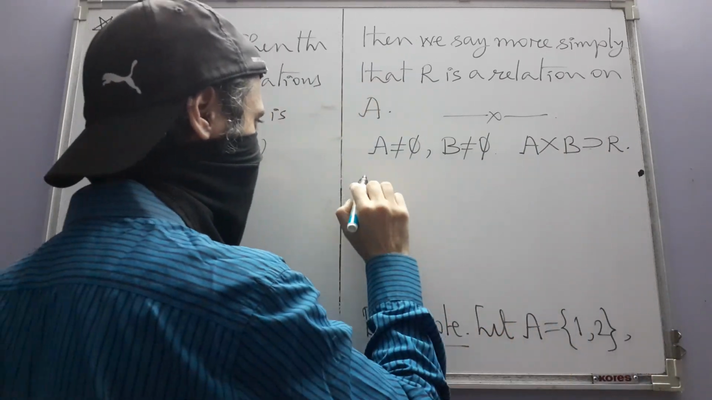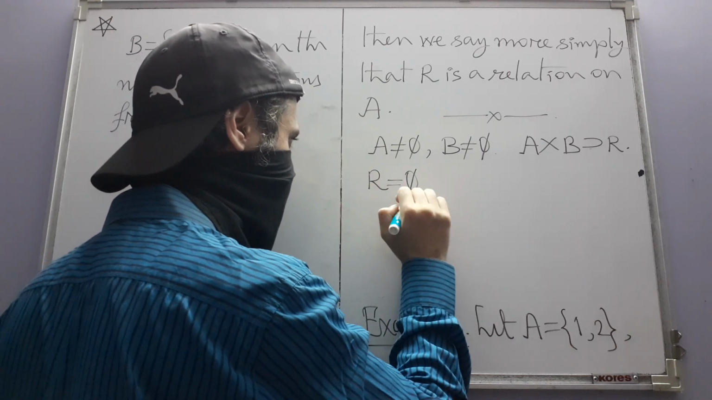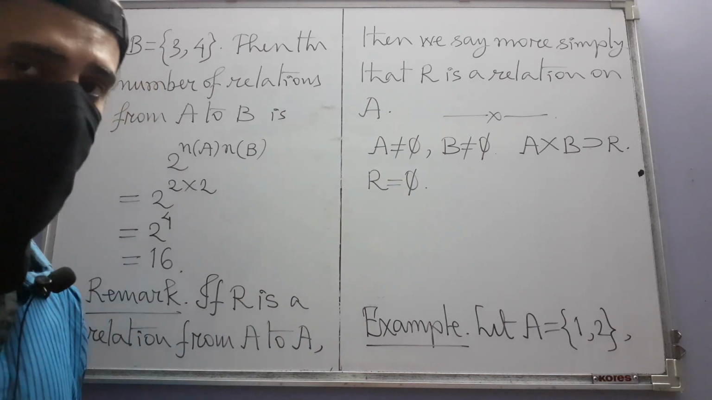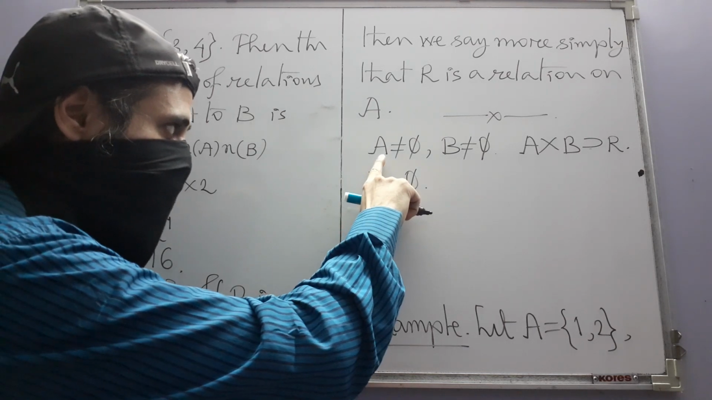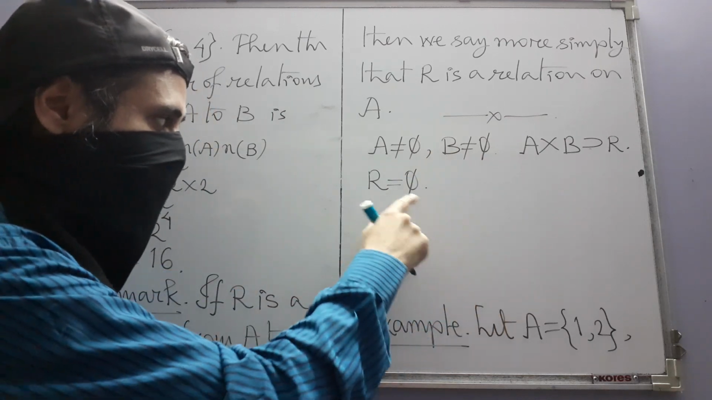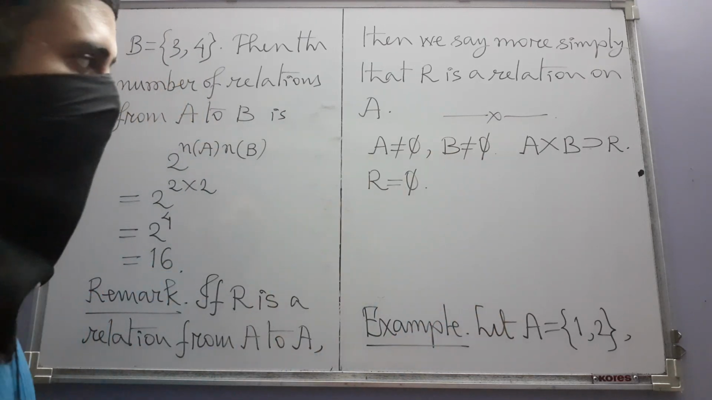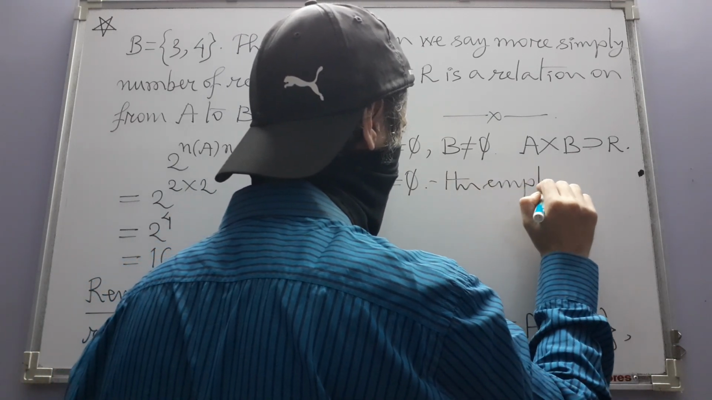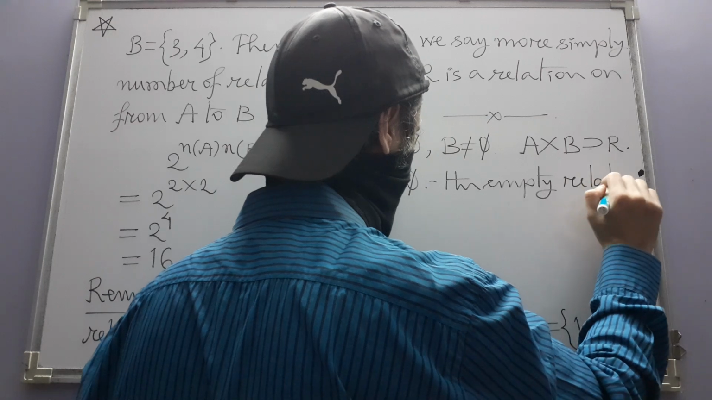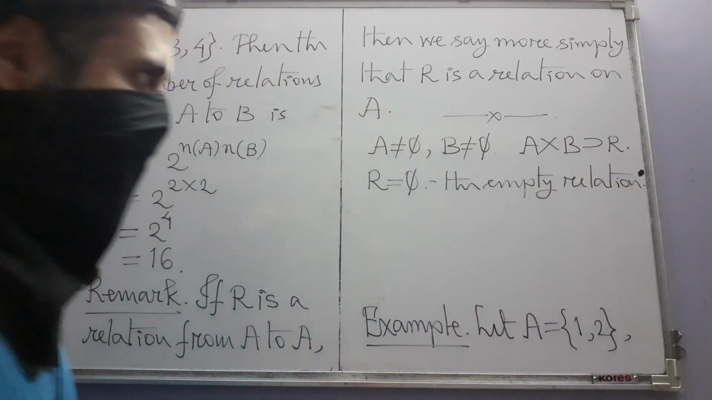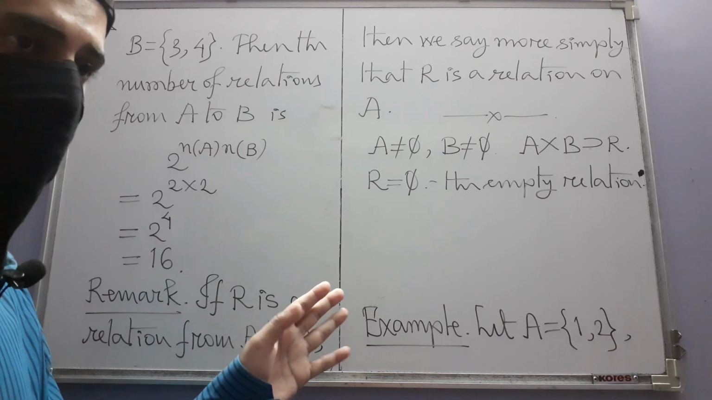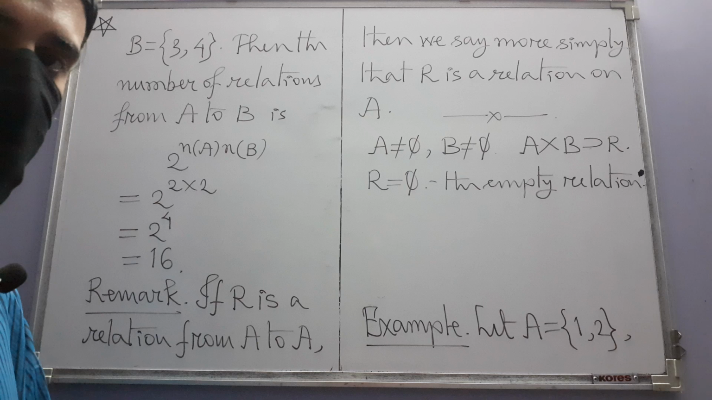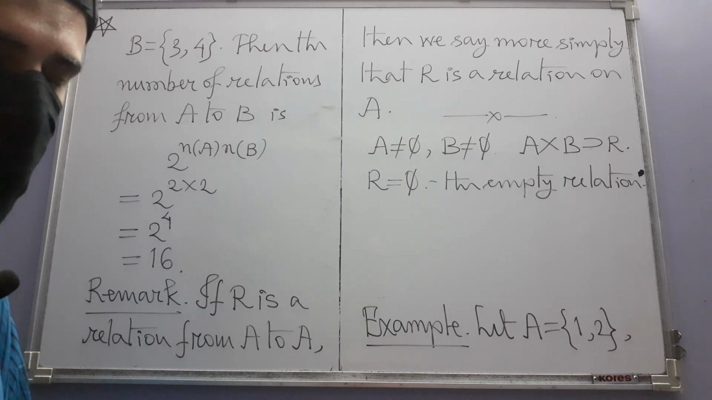Among all these relations, there is also this subset, the empty set. So technically it is also a relation, although a very boring relation. Note that in spite of having A and B non-empty, the empty set of course is a subset of A times B. So this relation is called the empty relation. It doesn't relate any element of A with any element of B, but still, technically speaking, it's a relation. Just like the empty set is a set, the empty relation is also a relation.